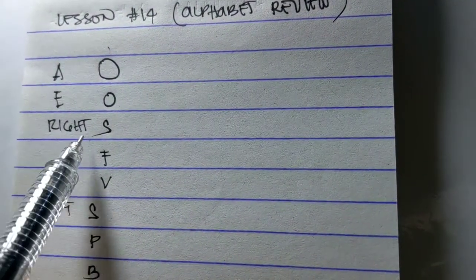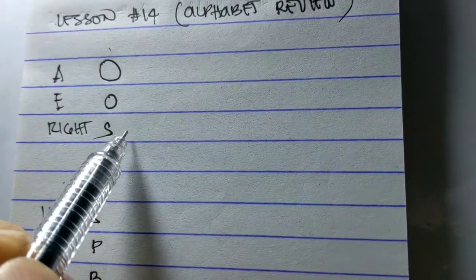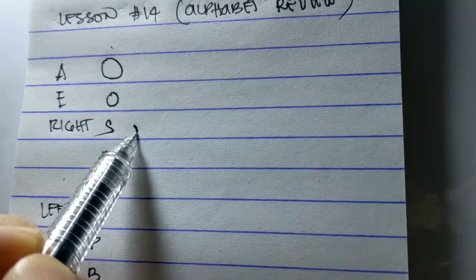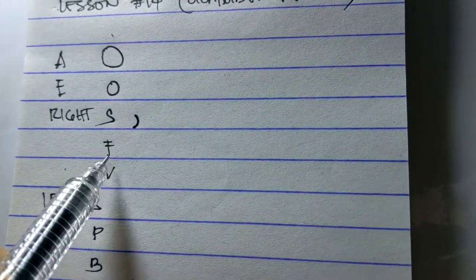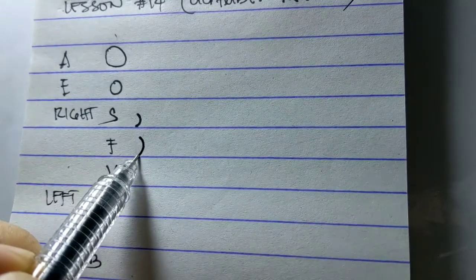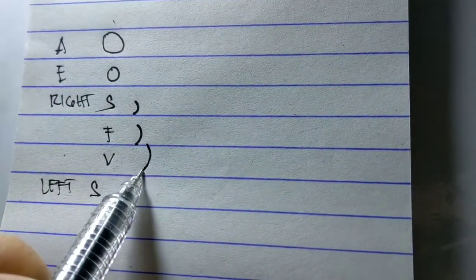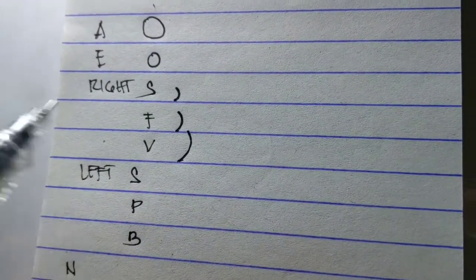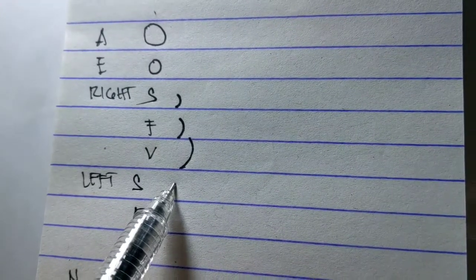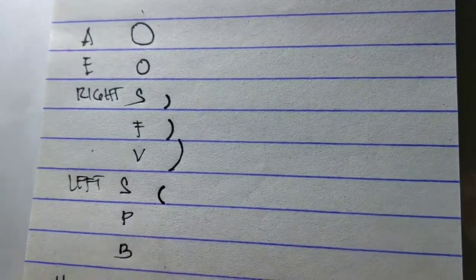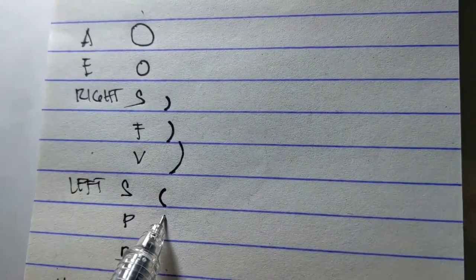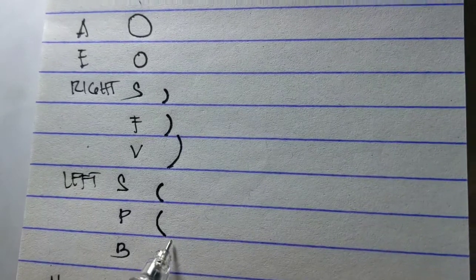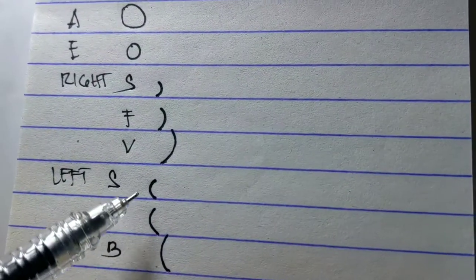Right S is represented by a short downward curve. Then F, a longer downward form. Then for letter V, much longer than the letter F. Next, for left S, a short downward curve, backward. Then letter P, longer. Then letter B, much longer. So small, medium, and large.